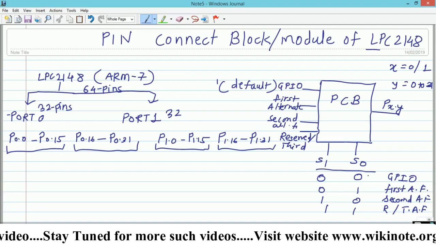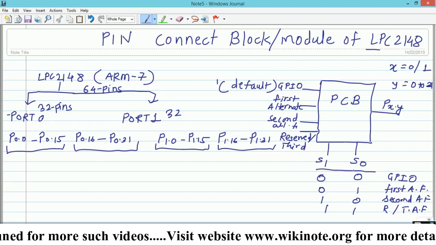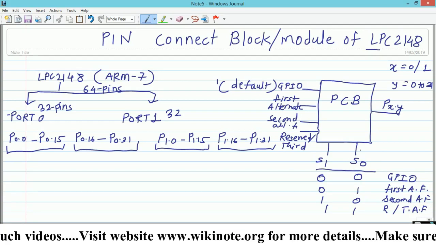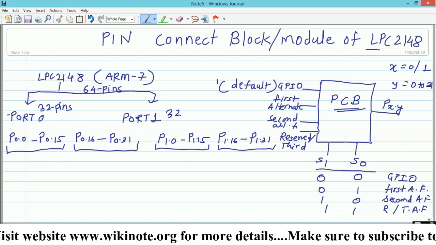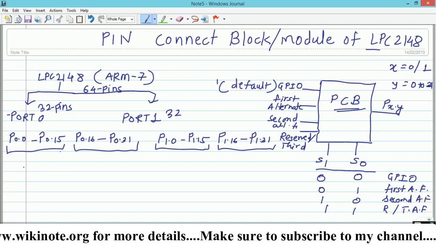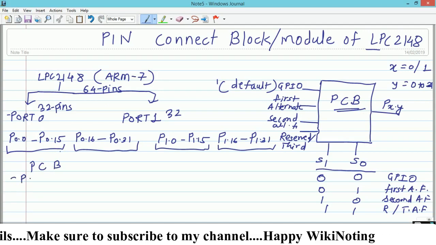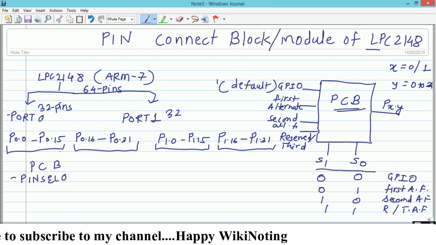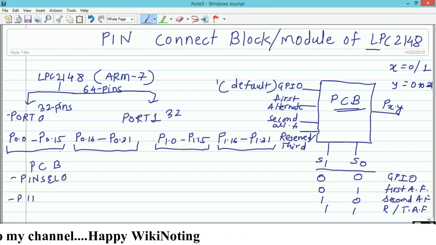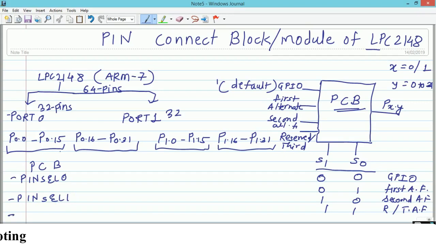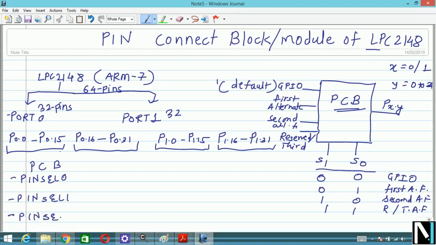Now who is going to provide me these two select bits? That function can be done using the registers which are associated with this pin connect block. There are three registers associated with the pin connect block, and which are those registers? The first register is the pin select 0 register, the next one is the pin select 1 register, and the next register is the pin select 2 register.